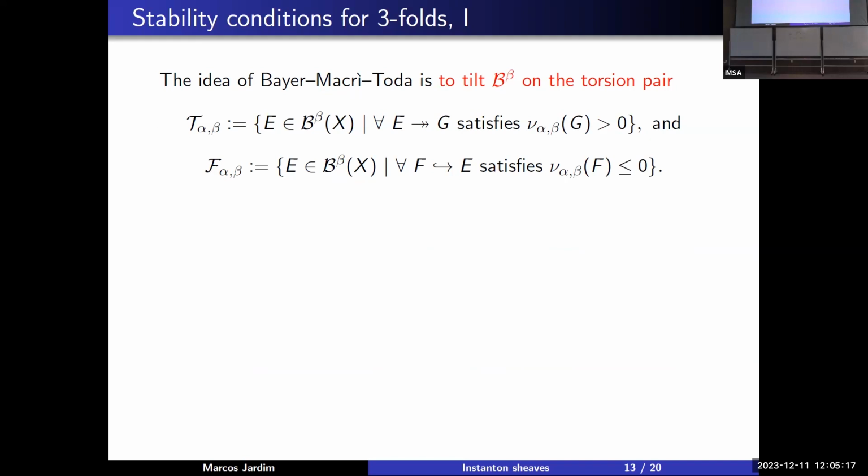For threefolds, the story is a bit more complicated because the previous procedure is not enough. You have to tilt again. You have to perform the trick a second time in order to get a Bridgeland stability condition. And when you perform this trick, you add a parameter. So now our torsion pair depends on two parameters. Beta is real, any real number. Alpha is supposed to be positive.